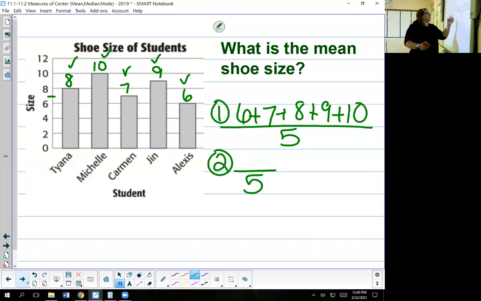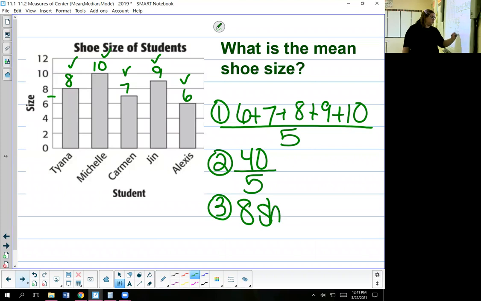Step 2: let's actually add the top. Remember, a good rule of thumb is to type it in twice. So 6 plus 7 plus 8 plus 9 plus 10. Do it twice. I got 40. Hopefully you can divide 40 by 5, and I got 8. 8 is the average shoe size.